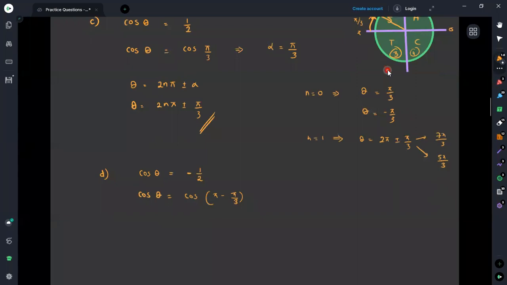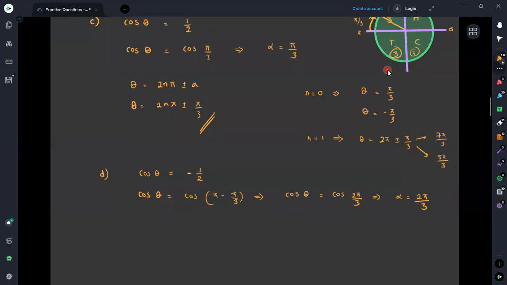Then using this concept we can say this cosine theta is equal to cosine 2 times phi divided by 3. Then we can say theta equals 2 times phi divided by 3. This is the principal solution. Then using this we can say the value of alpha is equal to 2 phi divided by 3.